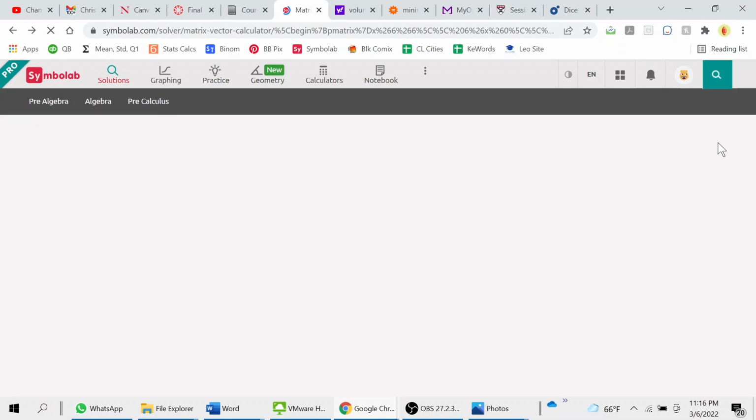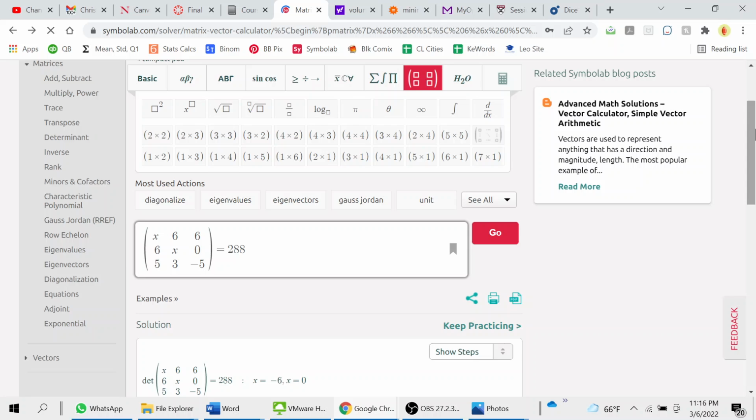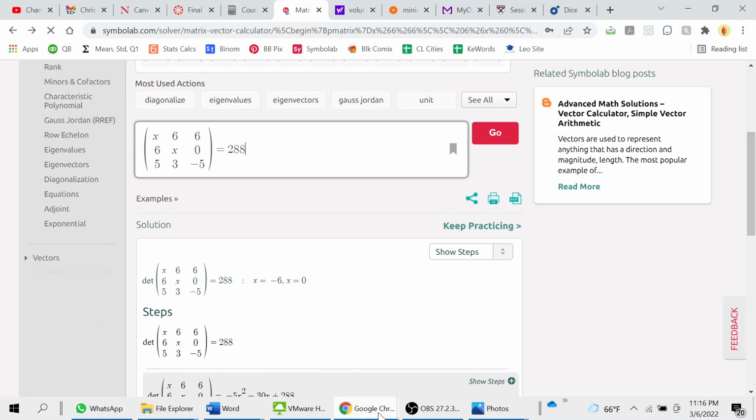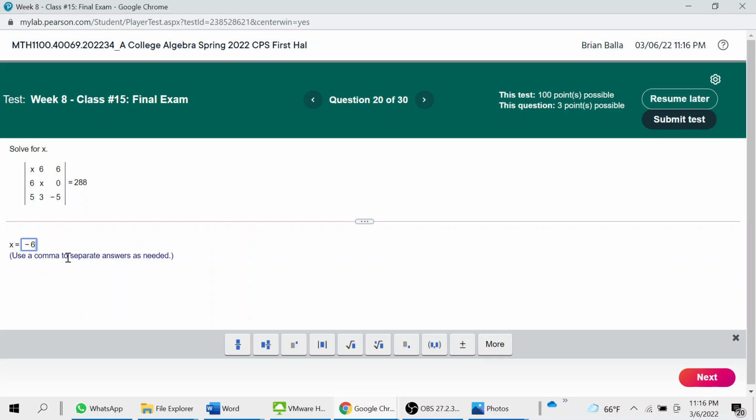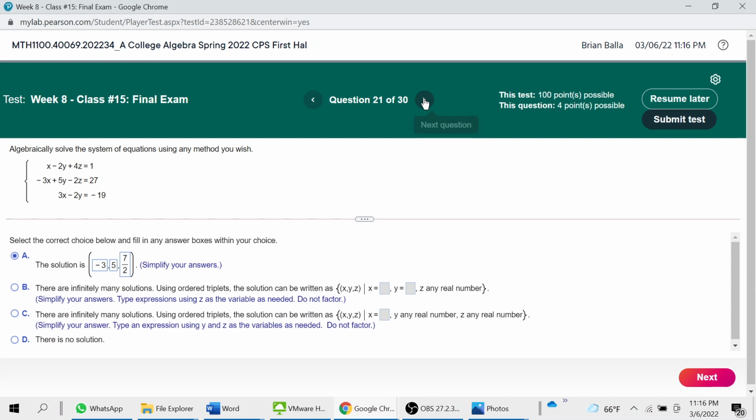I just noticed something here with the last question. It says -6 and 0. I totally ignored that 0 before. So that question's going good. Point 1 is perfect.